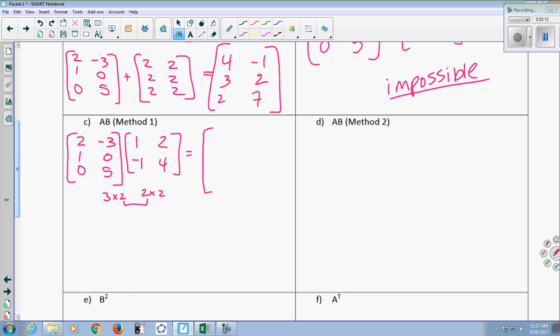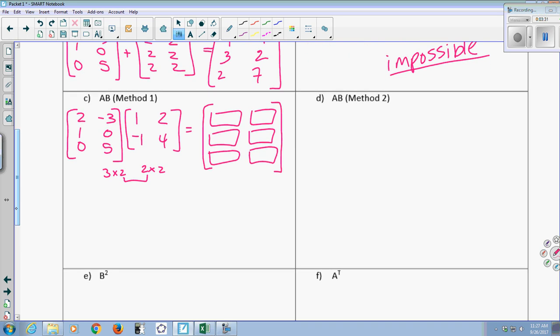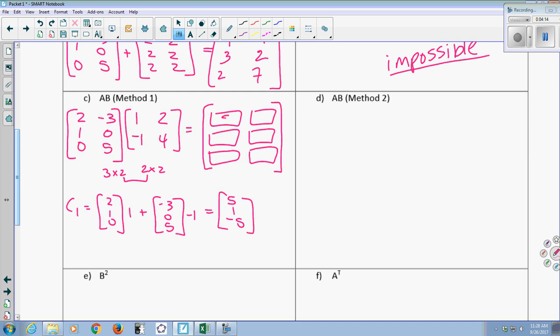So I'm just going to put in a blank 3-row, 2-column matrix here. All right, so this is the first method. You calculate each column separately. And you use the method that we used for a matrix times a vector. So if you multiply this matrix times this first vector, 1, negative 1, using each of those entries in the vector as a weight on the columns, then you get column 1. Right? So column 1 of the answer would be 2, 1, 0 with a weight of 1 plus negative 3, 0, 5 with a weight of negative 1. And that comes out to 5, 1, negative 5. That's the first column of your answer.